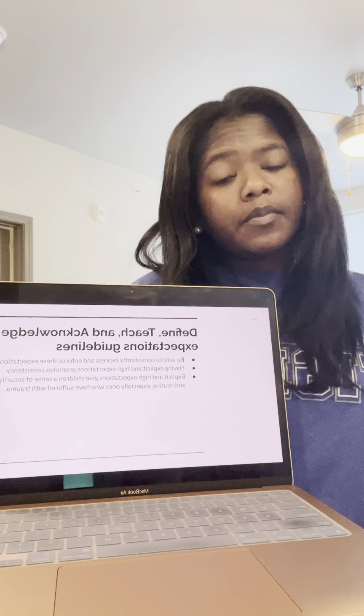and allow for feedback and questions. I think that that is essential. I know when I was in school, when my teachers would ask us how we feel about those rules or guidelines, it would make me feel like I had some type of power in that classroom.